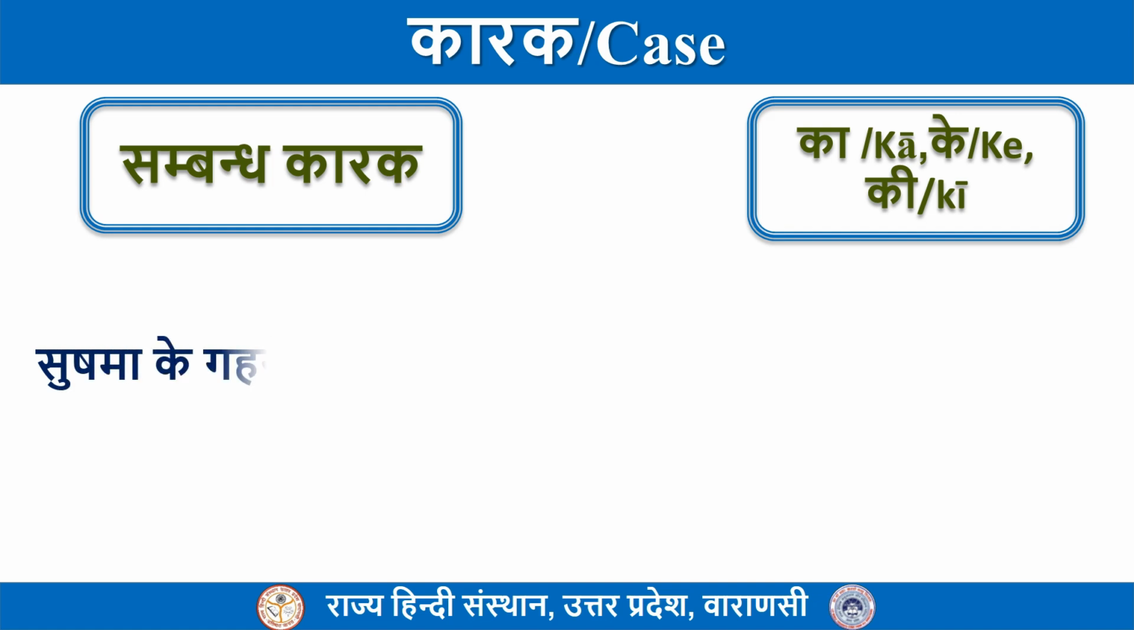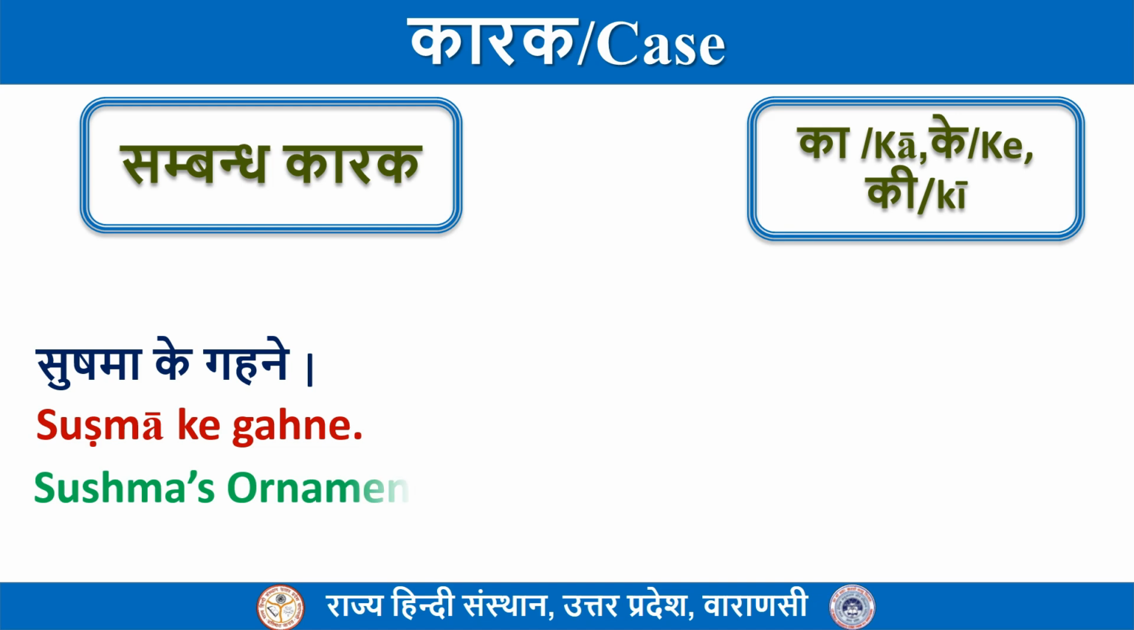The third instance, Sushma ke gehne. Sushma's ornaments. Here, the noun being possessed is ornaments or gehne, and it is in plural form. So it is going to be preceded by the karak ke.